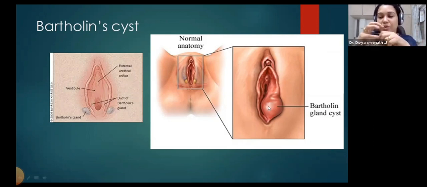If the gland enlarges again, what happens? The body tries to expel the secretion out. Then it becomes a Bartholin abscess. Then an opening will be formed, and pus will be discharged. So if a patient comes to you with this, then there is marsupialization, that is opening of the cyst and draining of the pus is done first.